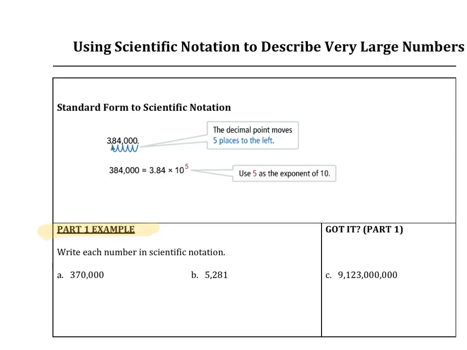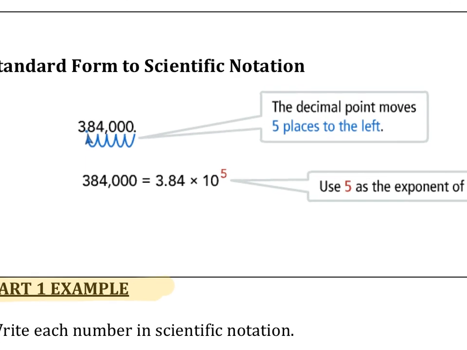Let's talk a little bit about how we can express numbers written in standard form, which is just a regular way of writing numbers, into scientific notation. Here's an example right here. Notice how you can write the number 384,000 as 3.84 times 10 to the fifth power. How in the world would I get that? Let's zoom in on this a little bit.